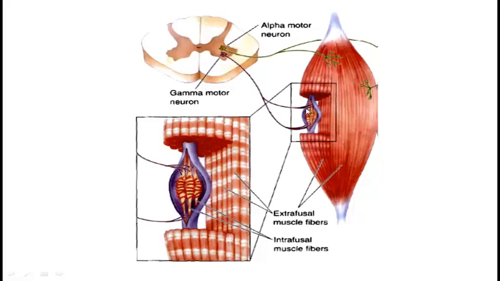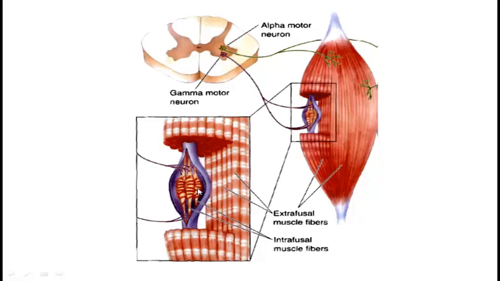and they supply specialized muscle fibers embedded within the fleshy part of the muscle. These specialized muscle fibers are called muscle spindles. So we have the fleshy part of the muscle, and within it there are other structures or receptors called muscle spindles. The fibers of these muscle spindles are innervated by another type of neurons called gamma motor neurons. These structures are surrounded by a capsule.